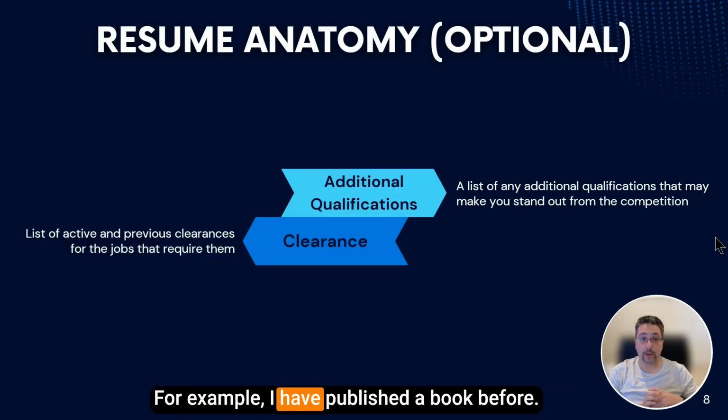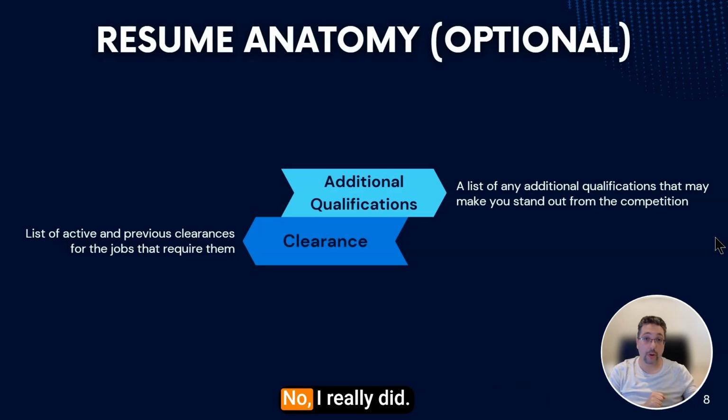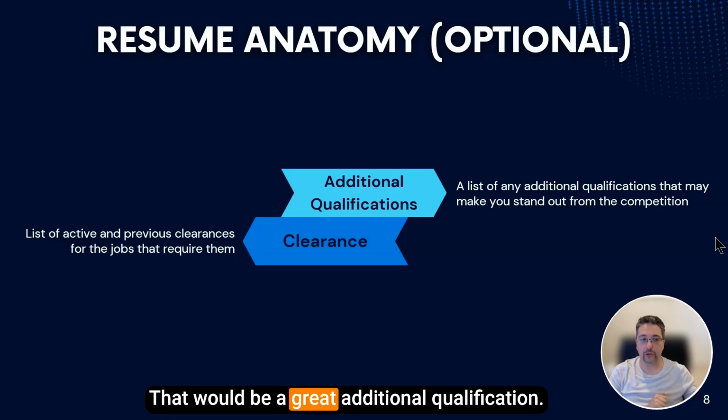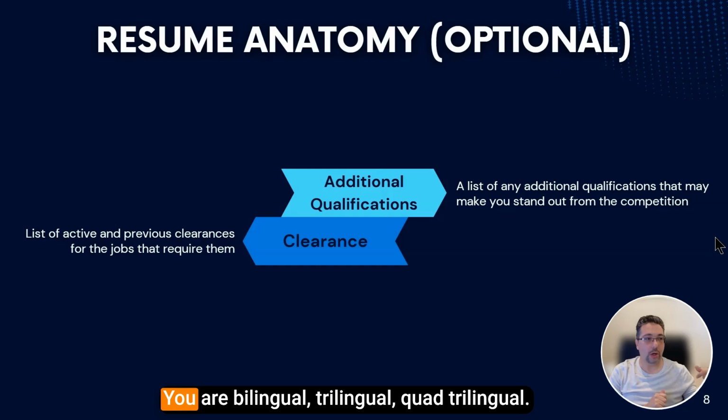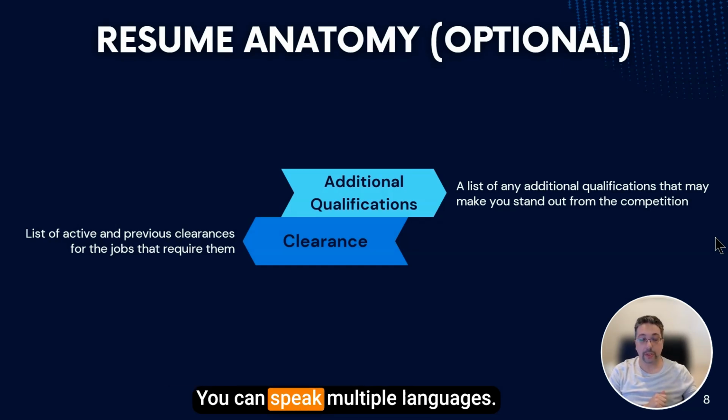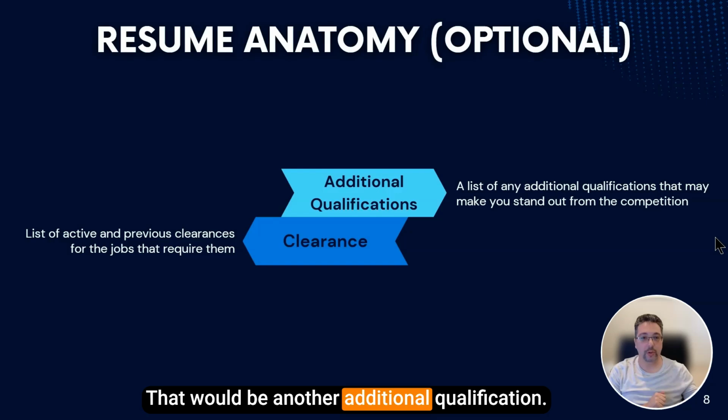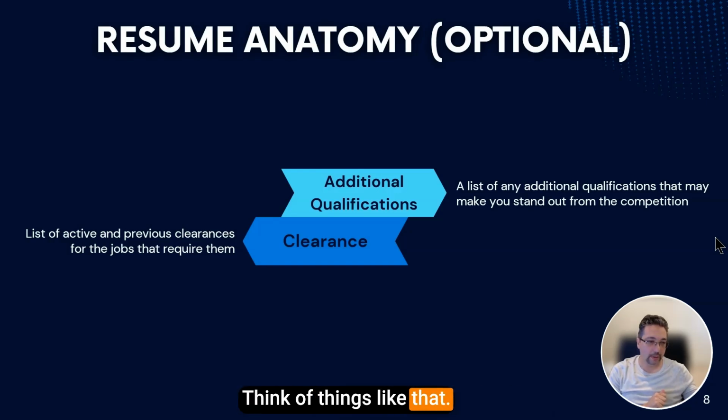For example, I have published a book before. No, I really did. It teaches people or subject matter experts how to train. That would be a great additional qualification. You are bilingual, trilingual, quadrilingual. You can speak multiple languages. That would be another additional qualification. Think of things like that.